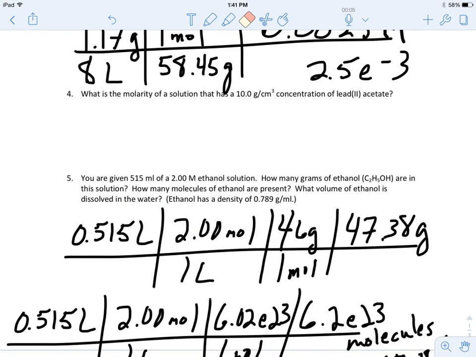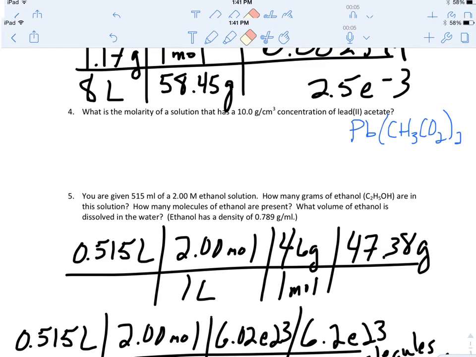So number 4 looks a lot different than what you're used to seeing, but really isn't any harder than any of the other ones. So you got the formula for lead acetate. Pb has a +2 charge, acetate has a -1, so it is in a 2-to-1 ratio acetate to lead. And then you need to come up with the molar mass of lead acetate. That mass is 325 grams per mole.